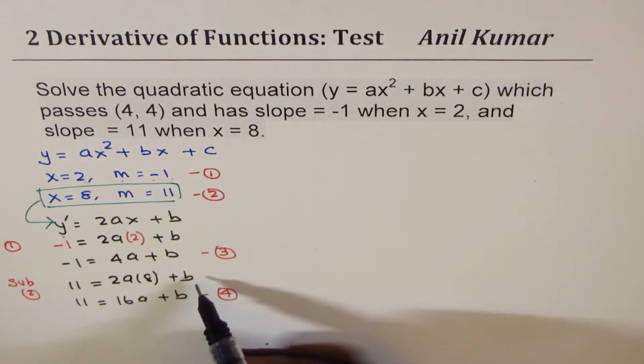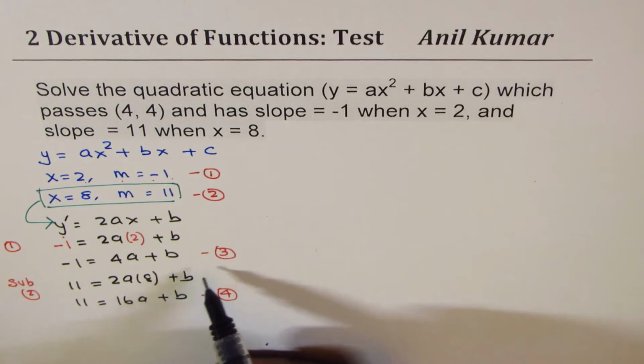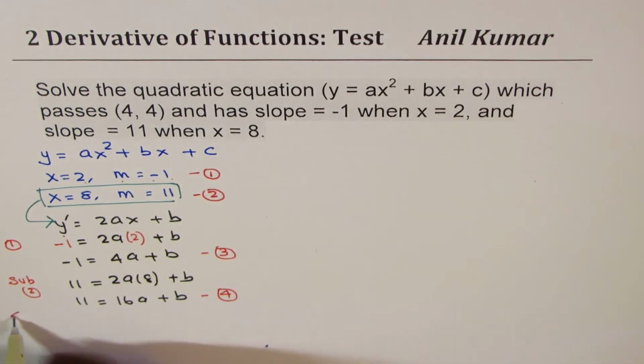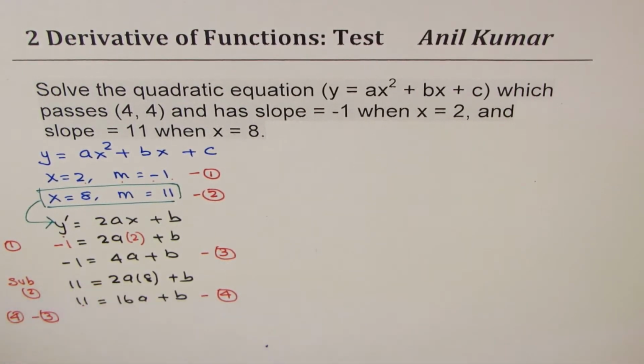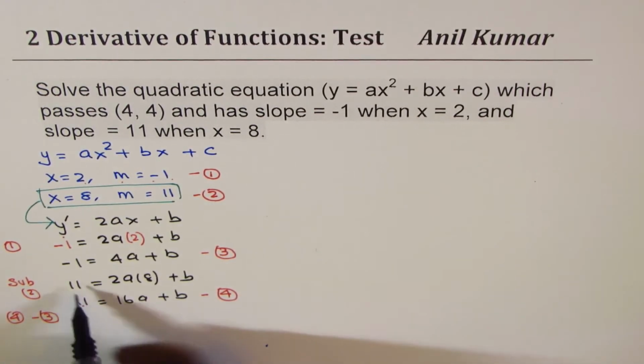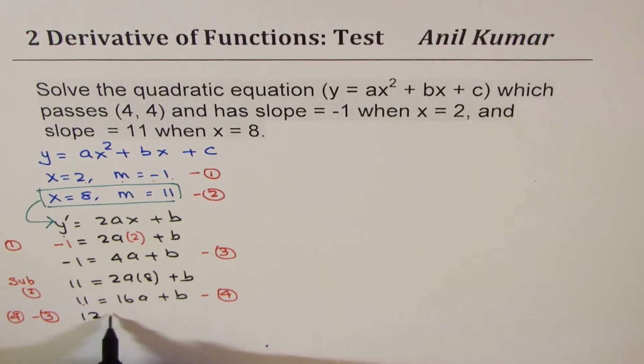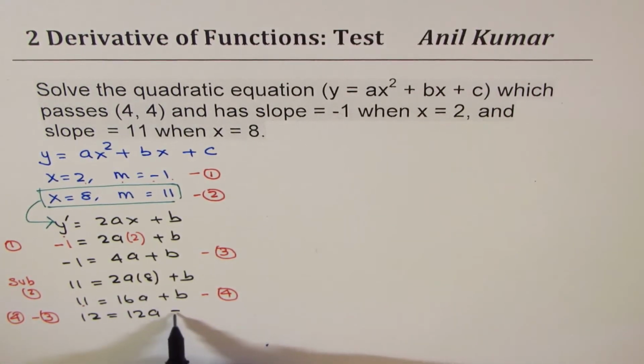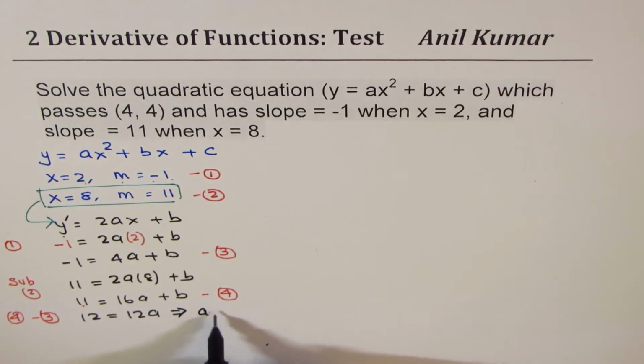So if I do 4 minus 3, what do I get? Let's do equation 4 minus equation 3. So 4 minus 3 gives me 11 minus minus 1, which is 12. 16 minus 4 is 12. So we get 12 here. That is 12a equals 12, which implies that a equals 1. So we get the value of a as 1, correct?